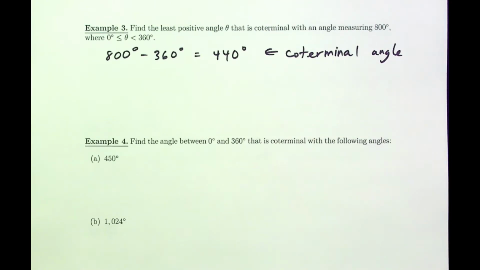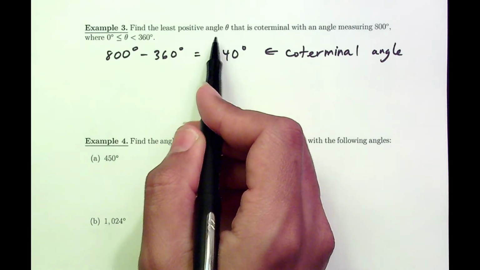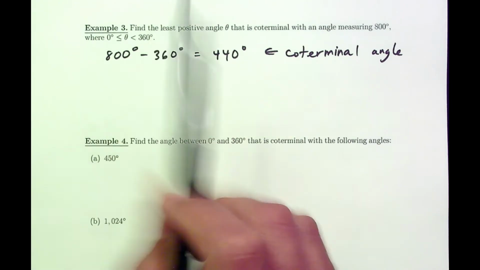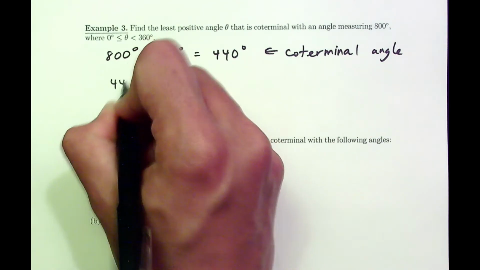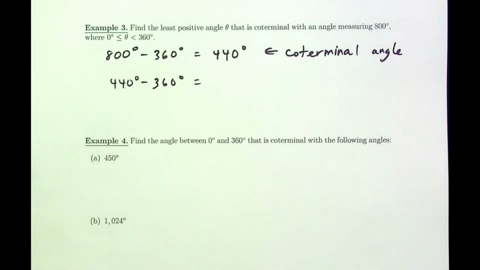Okay. The instruction says that they want the least positive angle, the smallest one, and that is between 0 and 360. So that is not between 0 and 360. We can make that smaller still. So let's do it again. 440 minus 360. How much is that? 440 minus 360. That's 80.